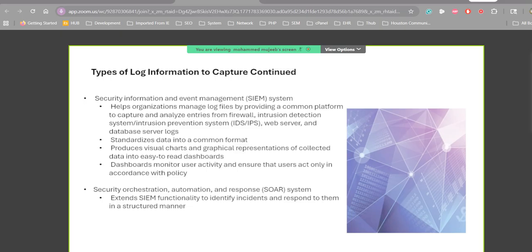SOC will contact you and ask, hey, you were trying to do this. You say, yeah, I forgot my password. So it's a false positive for you. Now they know that it's a false positive. It's a genuine person who's trying to access it. But if it was a bot, then they know this was an attack, right?